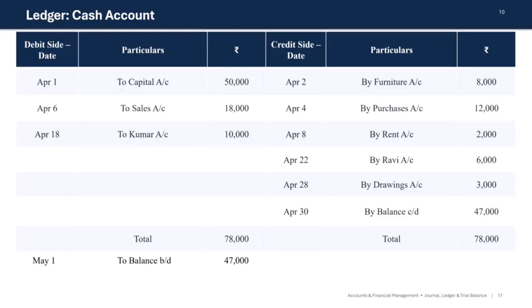Now we can carry down the balance. It shows the credited amount as 47,000. So totally 78,000. After recording all the transactions, the closing cash balance is 47,000.